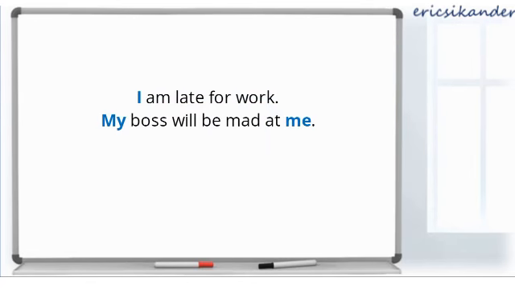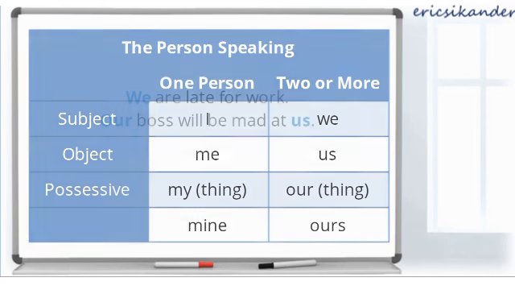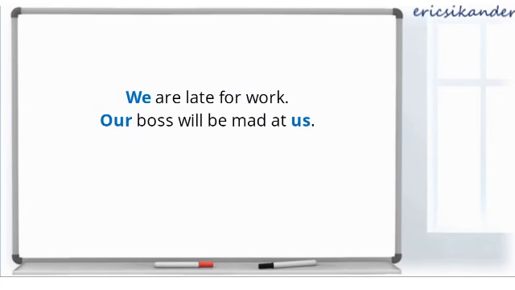You'd say, I am late for work. My boss will be mad at me. That is my hat. The hat is mine. If it's more than one person, a speaker would use the plural first person. That's we, us, our, and ours. You'd say, we are late for work. Our boss will be mad at us. That is our hat. The hat is ours.